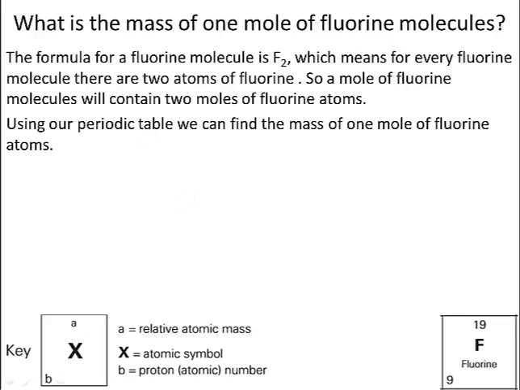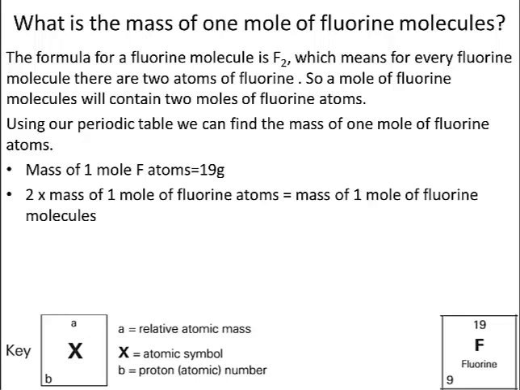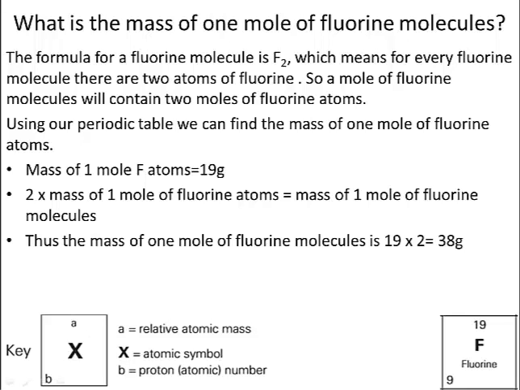Using our periodic table, we can find out the mass of 1 mole of fluorine atoms. So 1 mole of fluorine atoms will have a mass of 19 grams. We can write the equation for the mass of 1 mole of fluorine molecules. 2 times the mass of 1 mole of fluorine atoms will give us a total mass of 1 mole of fluorine molecules. Thus, the mass of 1 mole of fluorine molecules is equal to 19 grams times 2, giving a total mass of 38 grams per mole of fluorine molecules.